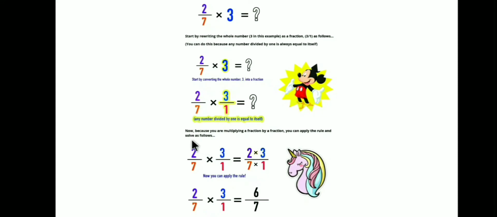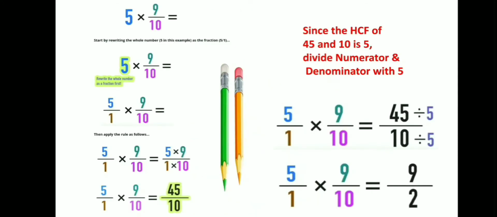So the product of 2 upon 7 into 3, which can be written as 2 upon 7 into 3 upon 1, is equal to 2 into 3 upon 7 into 1. In the numerator part, we have 2 into 3, which is 6, and 7 into 1, which is 7. So our product obtained is 6 upon 7. 2 upon 7 into 3 upon 1 is 6 upon 7.